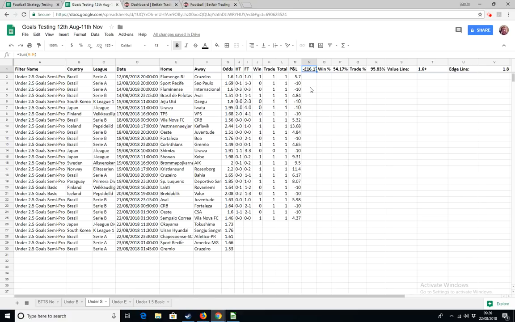So again, fairly similar win rate. The trade percentage goes up considerably again. So you're looking at nearly 96%, which is, let's be honest, just insane. But yeah, it's brilliant, and that's why these filters and this software is so genius.